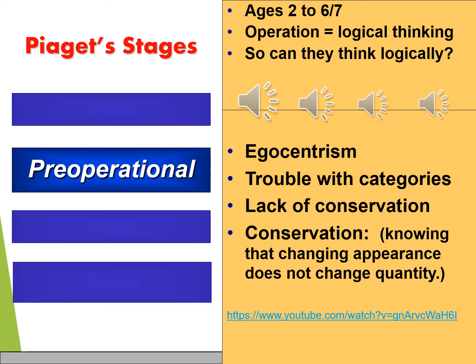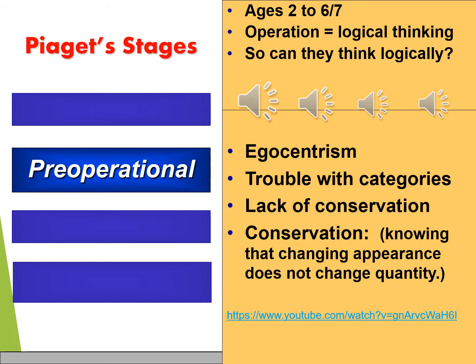What does pre mean? It means before, so literally it is before the stage of operations. This is the most interesting age to study in terms of thinking. Their thinking is not just less than ours, it is in a different fashion, which makes it very interesting to study. We're going to consider momentarily egocentrism, trouble with categories, and lack of conservation.